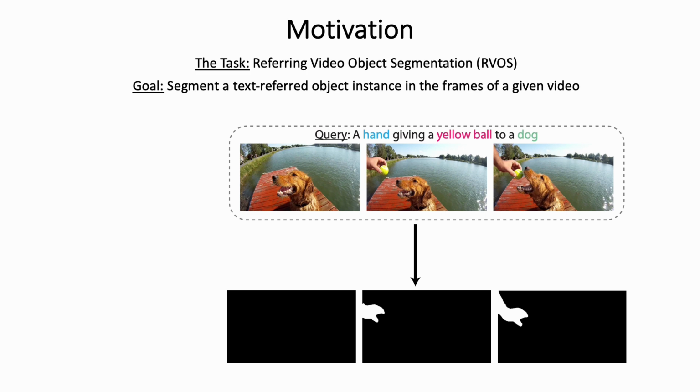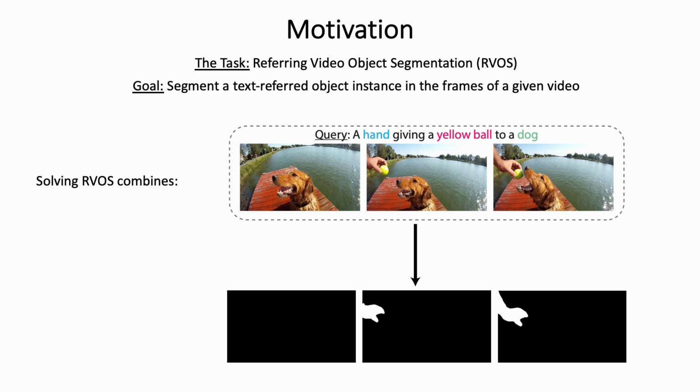To illustrate, in the following example, the query reads "a hand giving a yellow ball to a dog," and the expected output is a set of per-frame segmentation maps for the hand. We know that in RVS, the text query may describe the object of interest either by its appearance or by the action it is involved with.